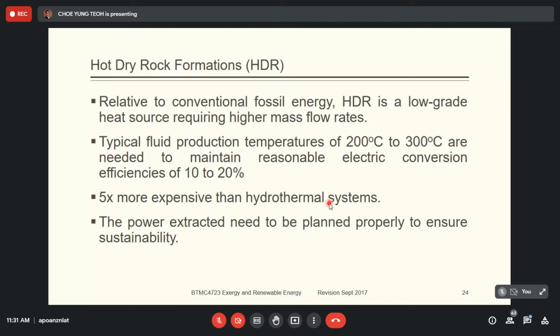What I mean by planned properly is that we do not know how fast the hot rock can regain the heat after you extract it. So you have to study it properly. The flow rate of the water cannot be too fast. If it is too fast, the water will be too cold to supply heat to your system.